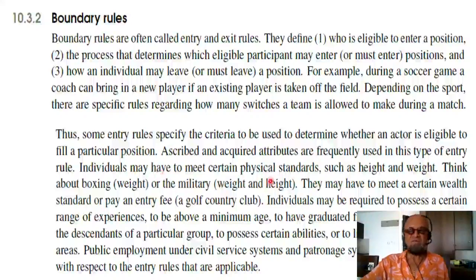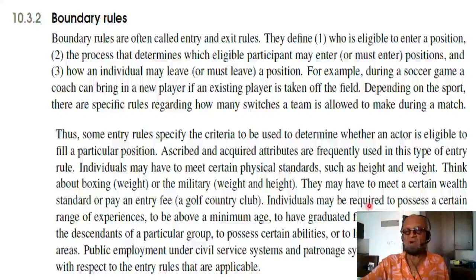Individuals may have to meet certain physical standards such as height and weight. Think about boxing, for example. Weight is important there, or the military, where weight and height and physical fitness can be important. They may have to meet a certain wealth standard or pay an entry fee like in a golf country club.